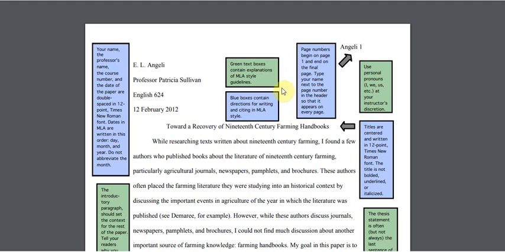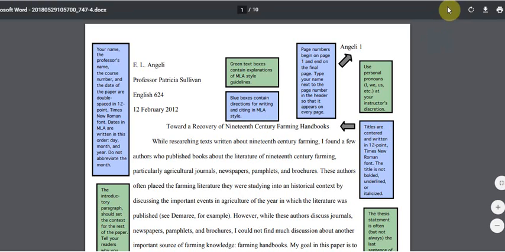Green text boxes contain explanations of MLA style guidelines, and blue boxes contain directions for writing and citing in MLA style.